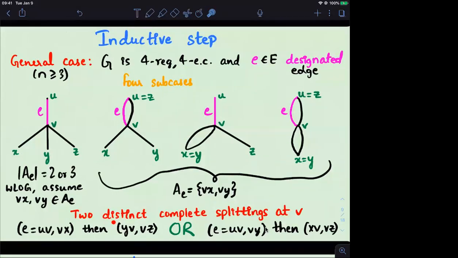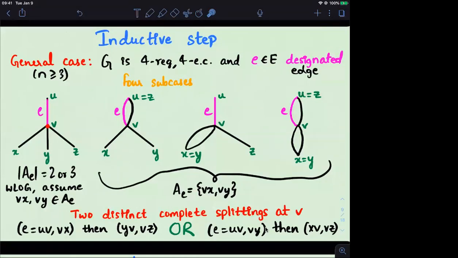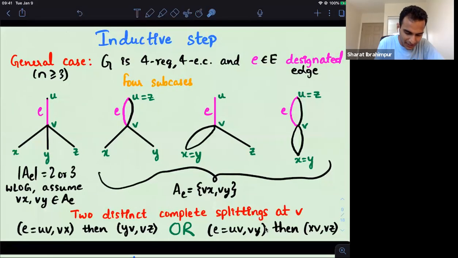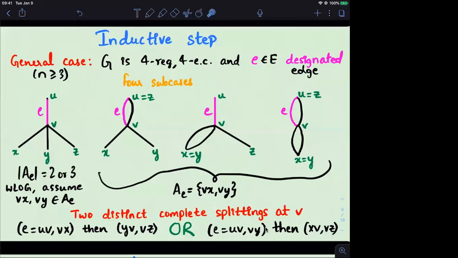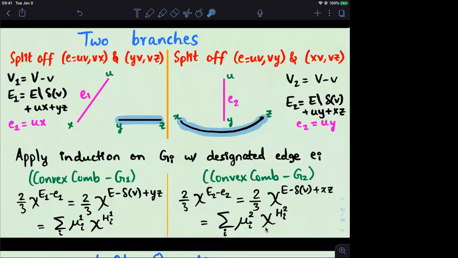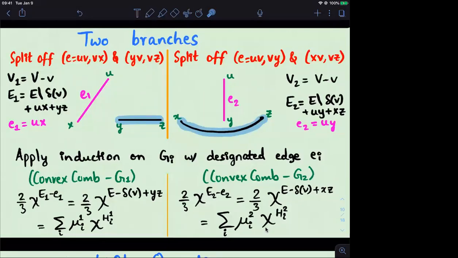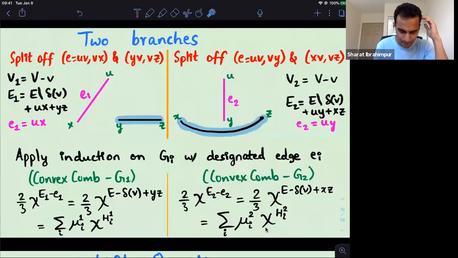So now we have 2 possibilities for performing a complete splitting off. Either we split off uv and vx first, and then split off yv and vz, or we split off uv and vy, followed by splitting off xv and vz. So these are the 2 splitting offs, and this gives us 2 branches. Here I've drawn what happens in each of these 2 branches. When we obtain these subinstances, observe that we have performed the complete splitting off, so we have 1 fewer vertex now. Both of these subinstances are on n-1 vertices.